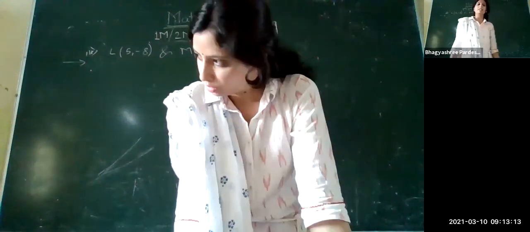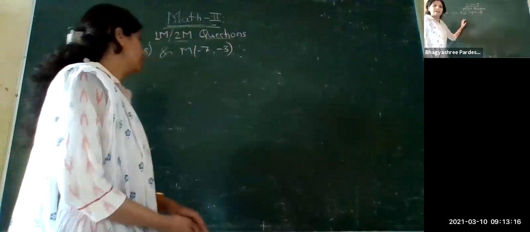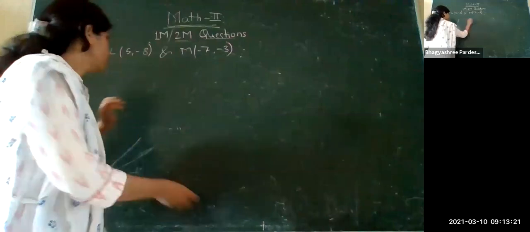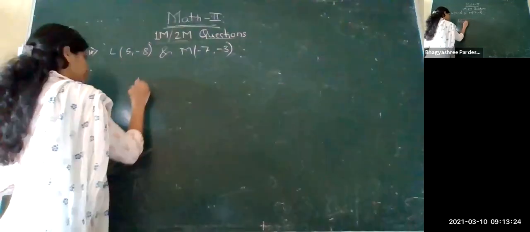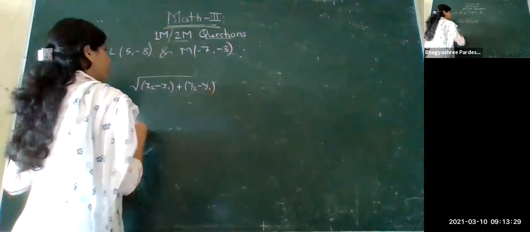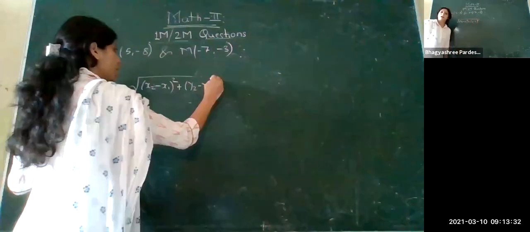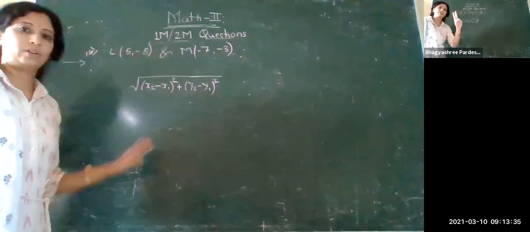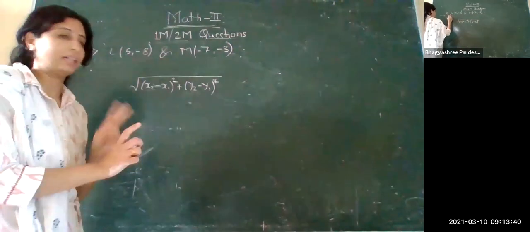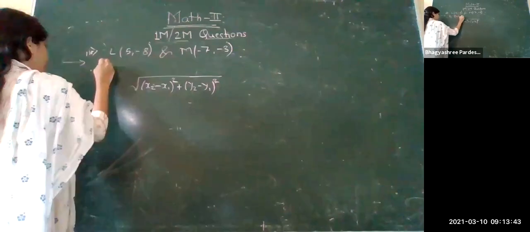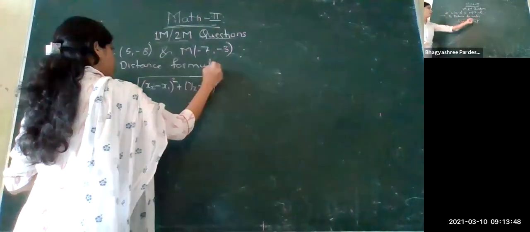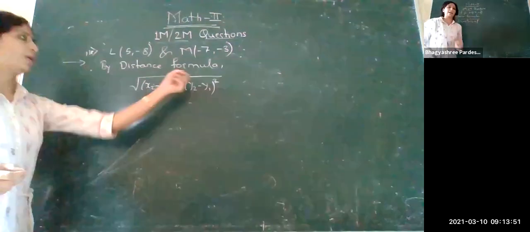So what is that distance formula? Root of x2 minus x1 bracket square plus y2 minus y1 bracket square. Since we have the distance between the two points, we have to remember this formula. That is the distance formula. So by the distance formula, we have under root of x2 minus x1 bracket square plus y2 minus y1 bracket square.